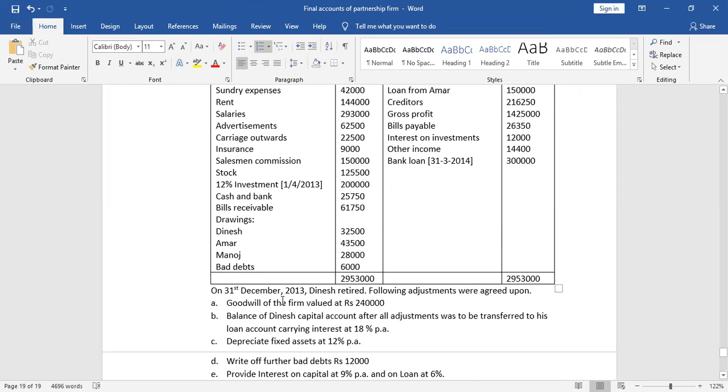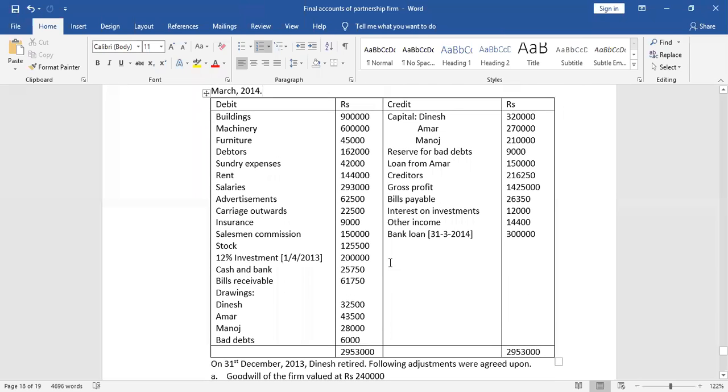Now on 31st December 2013, Dinesh retired. Dinesh retired on 31st December, which means this year has started in April. So April to December, 9 months he was there, and for January, February, March, he had retired. So before retirement, from April to December, you will get 9 months, and after retirement, there are 3 months.